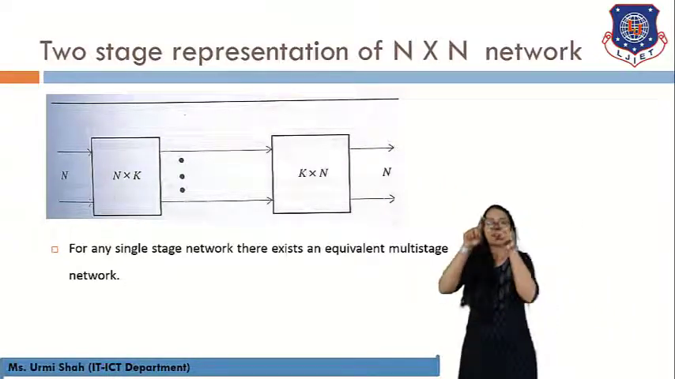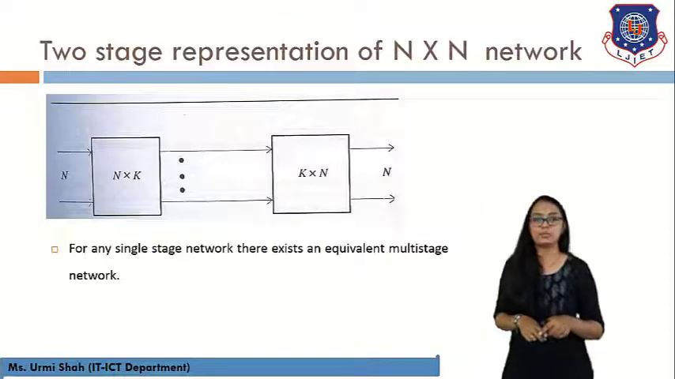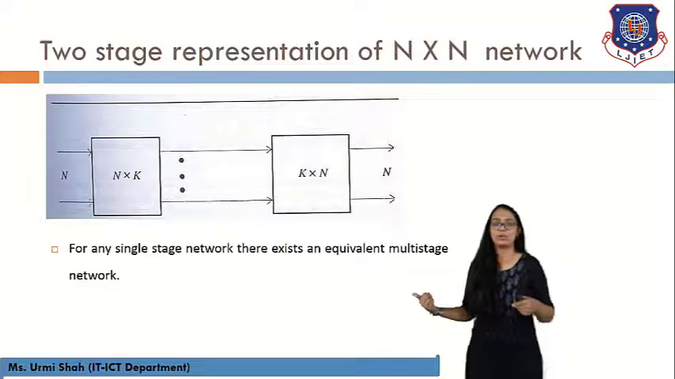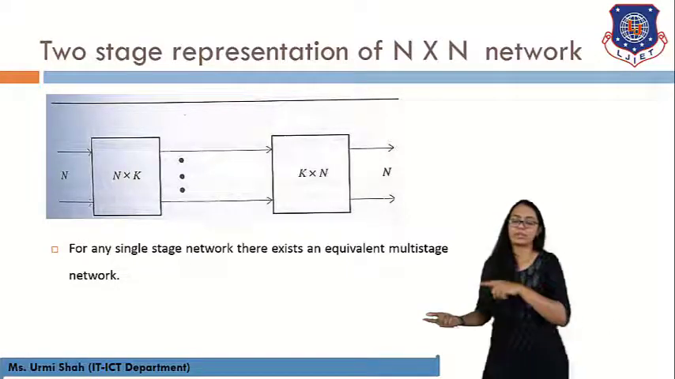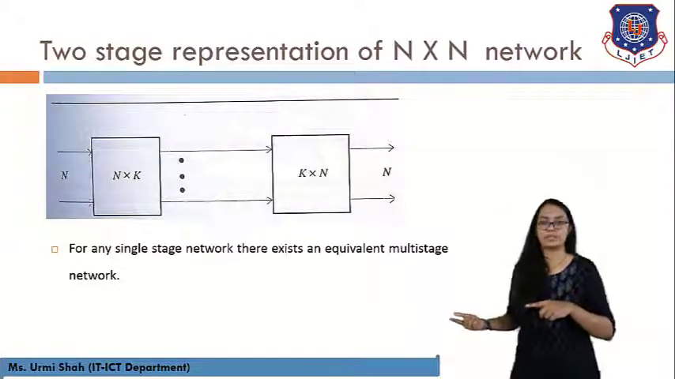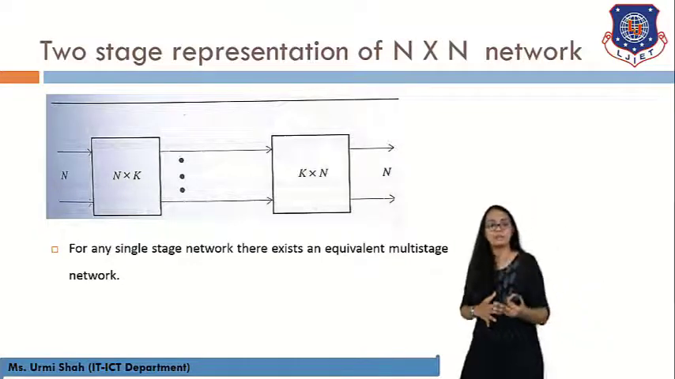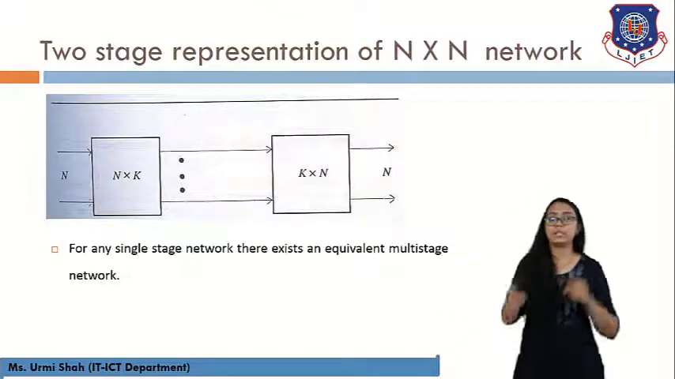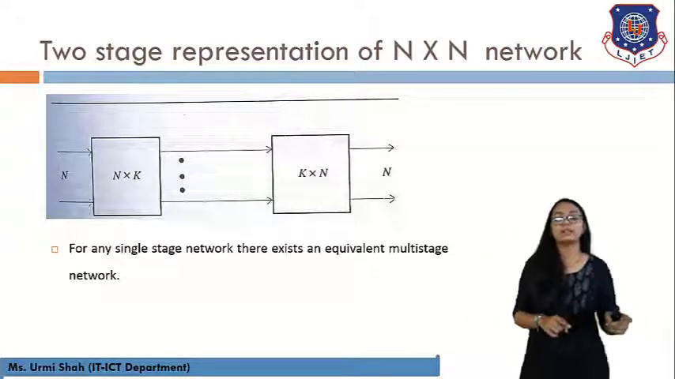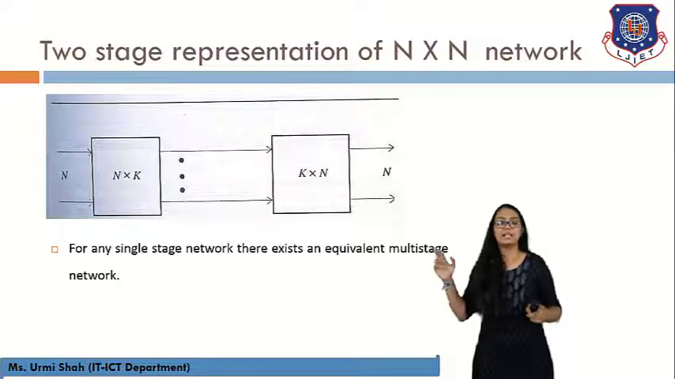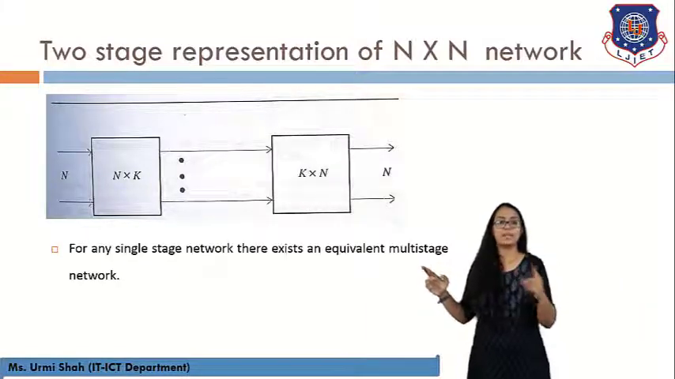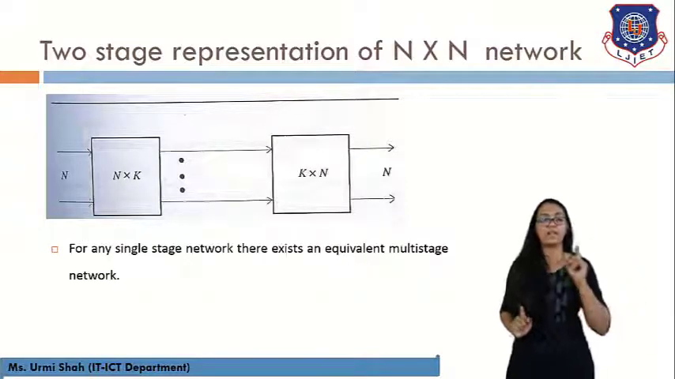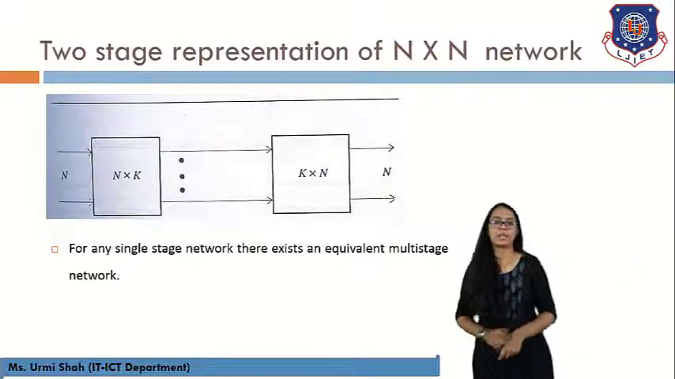Your matrix created at the input side is N cross K, and the output side is the reverse of the input side, because whatever number of inputs you apply at the input side must be equally retrieved at the output side. So exactly the opposite of that network gives us a K cross N network. Finally, at the output side we will have N number of outlets.